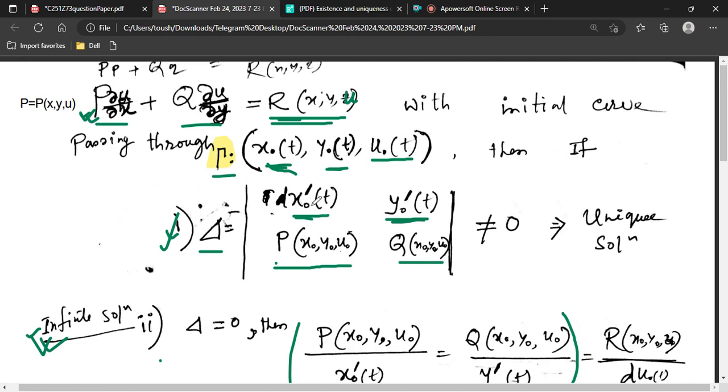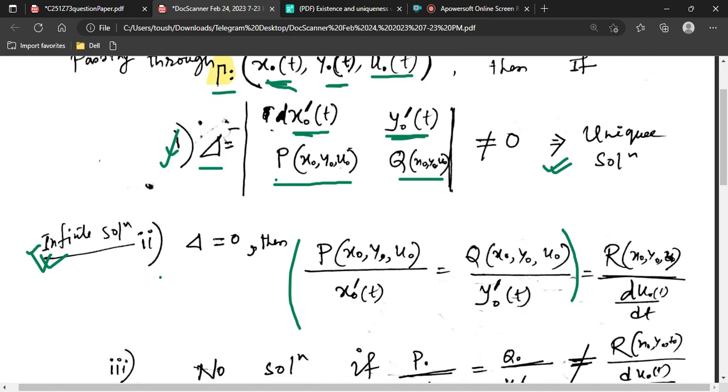So if this determinant, with the derivative of x0, the derivative of y0, and p0 and q0, is non-zero, then we will say that in the neighborhood of that initial data curve there exists a unique solution. If the determinant is zero, then we will not make a comment here.